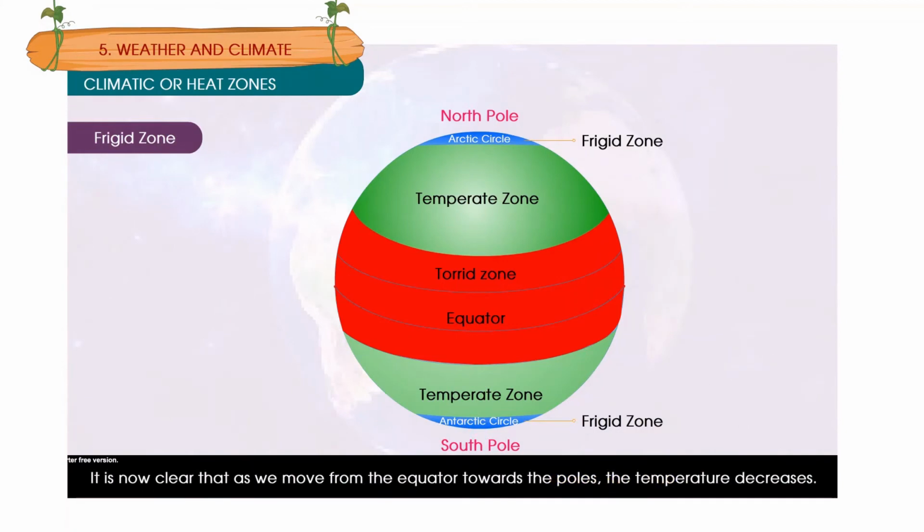It is now clear that as we move from the equator towards the poles, the temperature decreases. To understand the influences of climate on the lifestyles of the people, we will study one region in each climatic division in the following chapters.